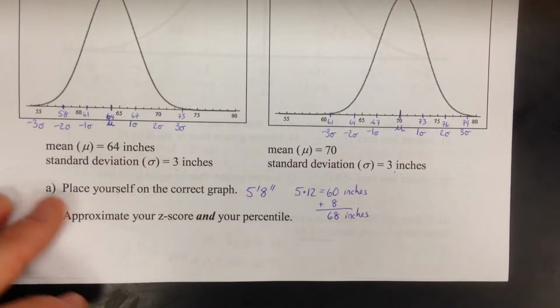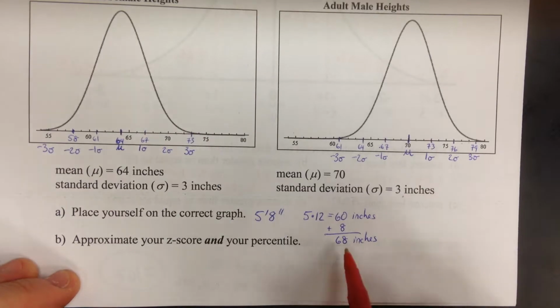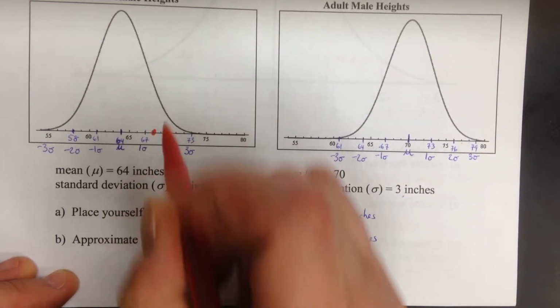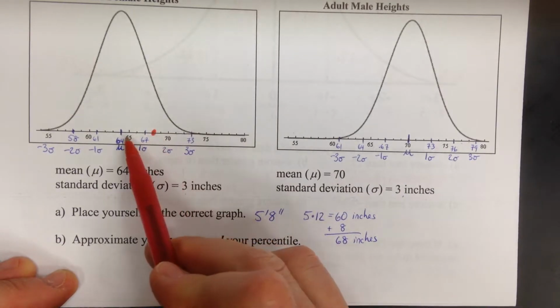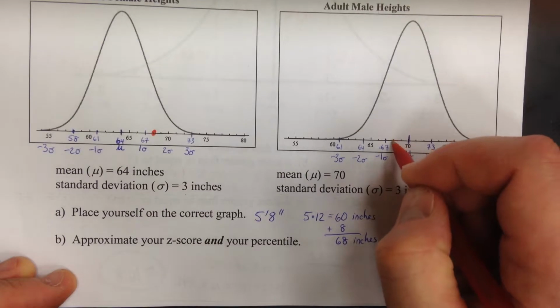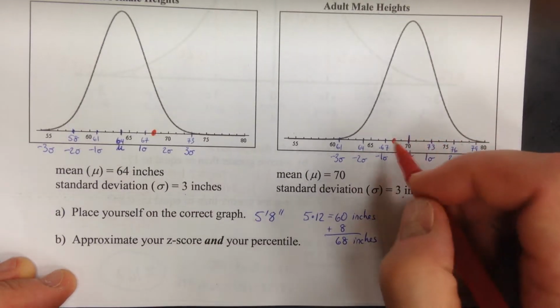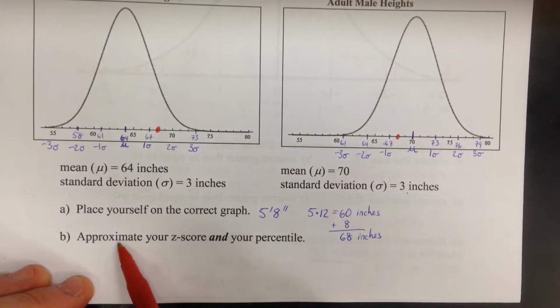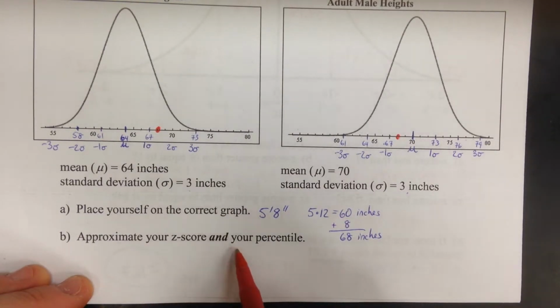Now notice what happens. If you are female, 68 inches actually puts you above the mean, above the average. But for men, 68 inches is going to put you a little bit below average because it's below 70. So in part B it says approximate your z-score and your percentile.